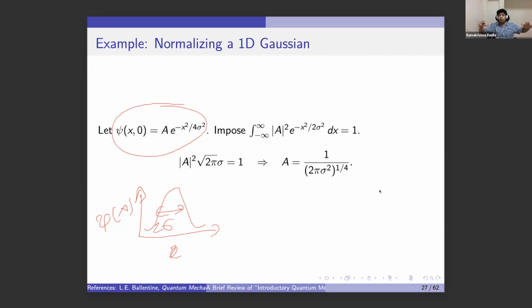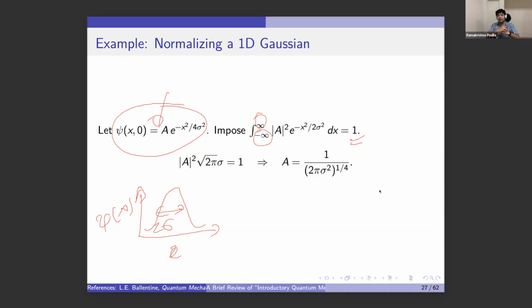But we want the psi square to be at max 1. If I integrate over all space, from negative infinity to positive infinity, I must be able to find the particle somewhere. So the total probability should be 1. Then we can use standard integrals to normalize and find what should be this multiplying factor A. And that is what is called normalization.